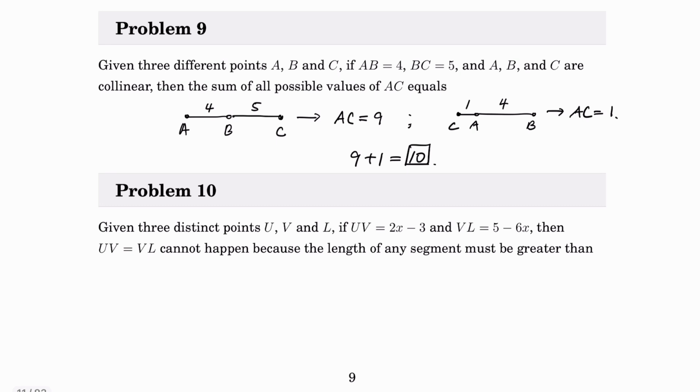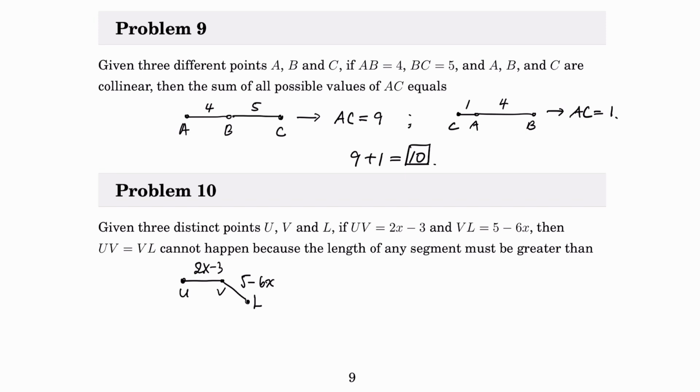Now last problem. Given 3 distinct points U, V, and L, there's UV, I'm not sure about those points, but we have 2x minus 3. And at the same time, there's going to be VL. Nobody said that these U, V, L are supposed to be collinear, so we can actually draw a point somewhere else. So VL becomes 5 minus 6 times x. And it says UV and VL cannot be equal.